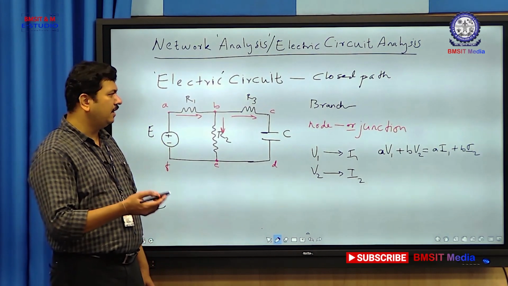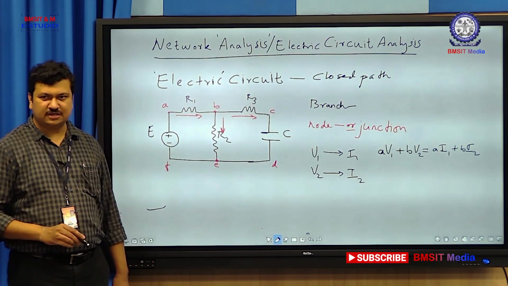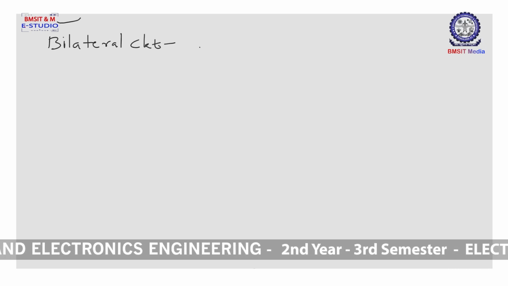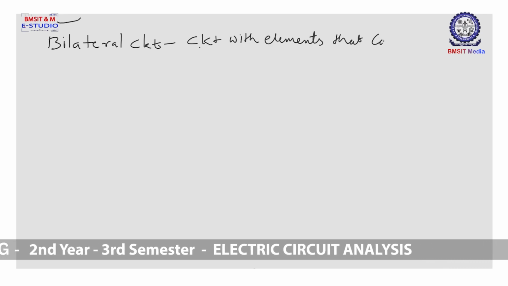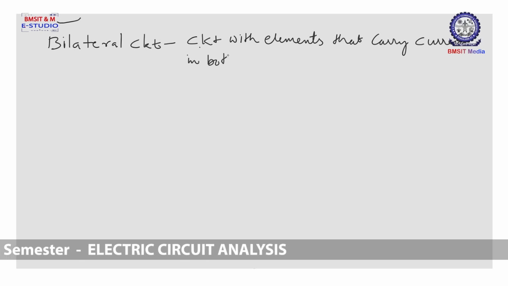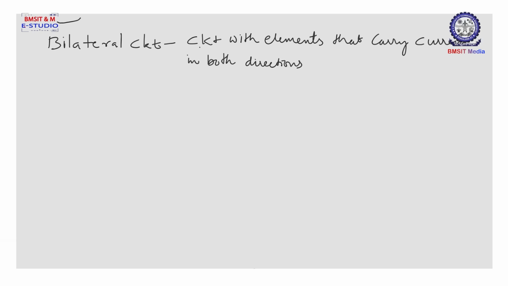Okay. So, there can be a linear circuit or a non-linear circuit. Likewise, there can be a bilateral circuit or a unilateral circuit. Okay. So, what is a bilateral circuit? If the circuit elements connected are capable of carrying current in both the directions, then that circuit is known as a bilateral circuit. For example, any passive element like a resistor, capacitor, or inductor connected in a circuit can carry current in both the directions. Therefore, such circuits can be categorized as bilateral circuits. That is called a bilateral circuit.